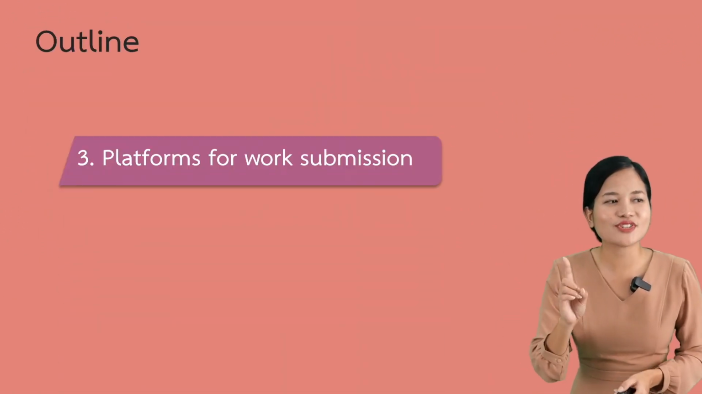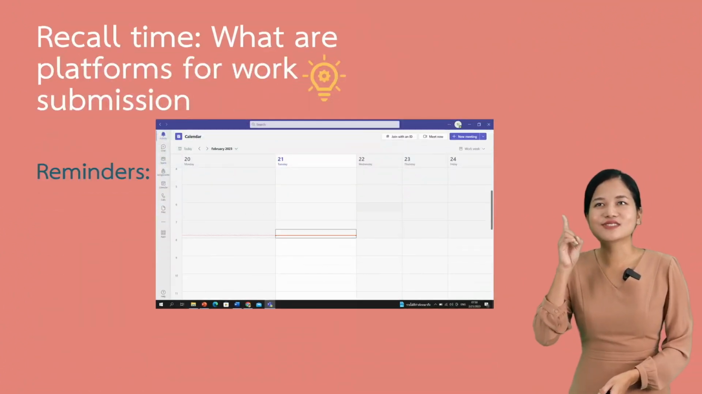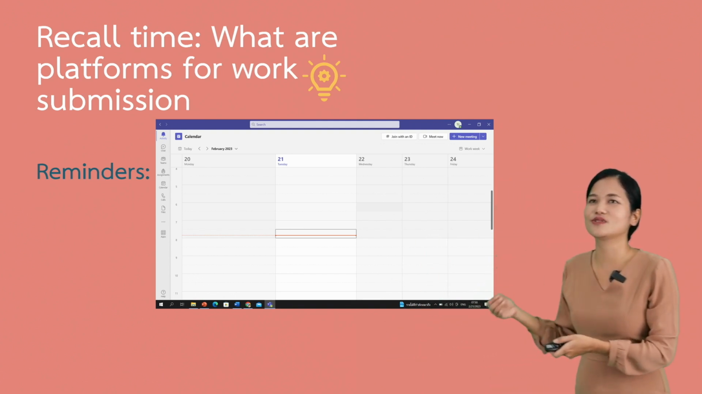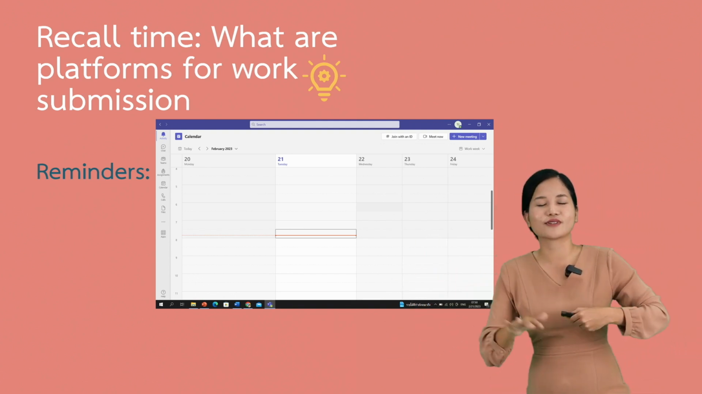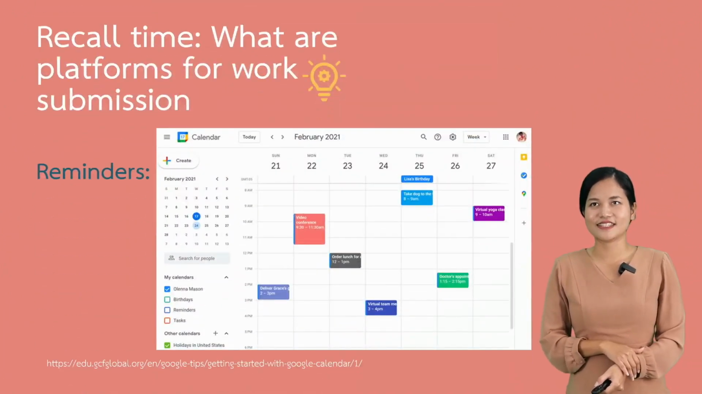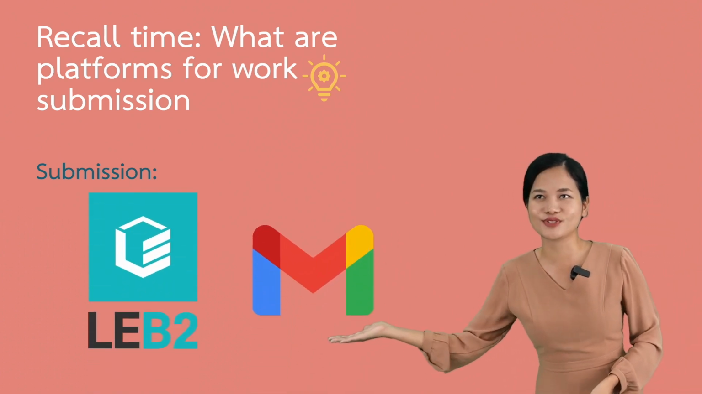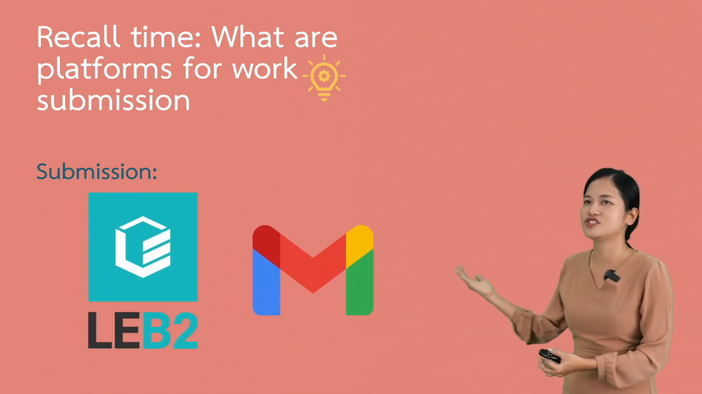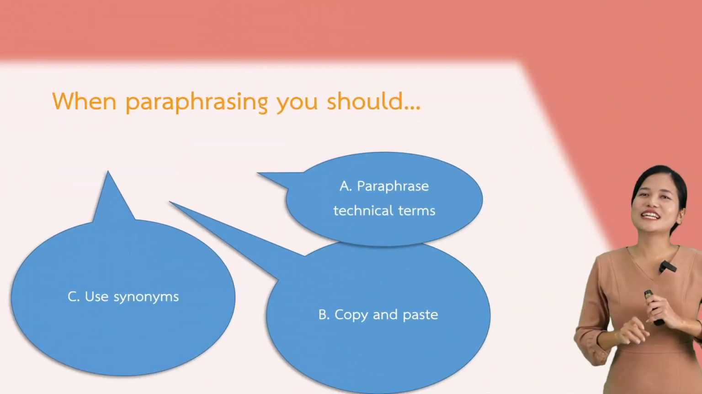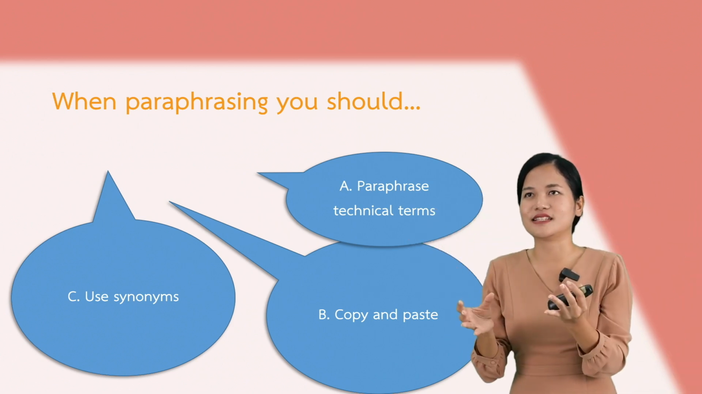Actually, I would like to remind you again that we have a platform for work submission. Don't forget this one. Reminders. When you're going to submit your work, you can use a calendar. For example, Microsoft Teams calendar or Google Calendar. Okay. How about platforms for submitting your work? You can use LEB2 under KMUTT, right? And then Gmail.